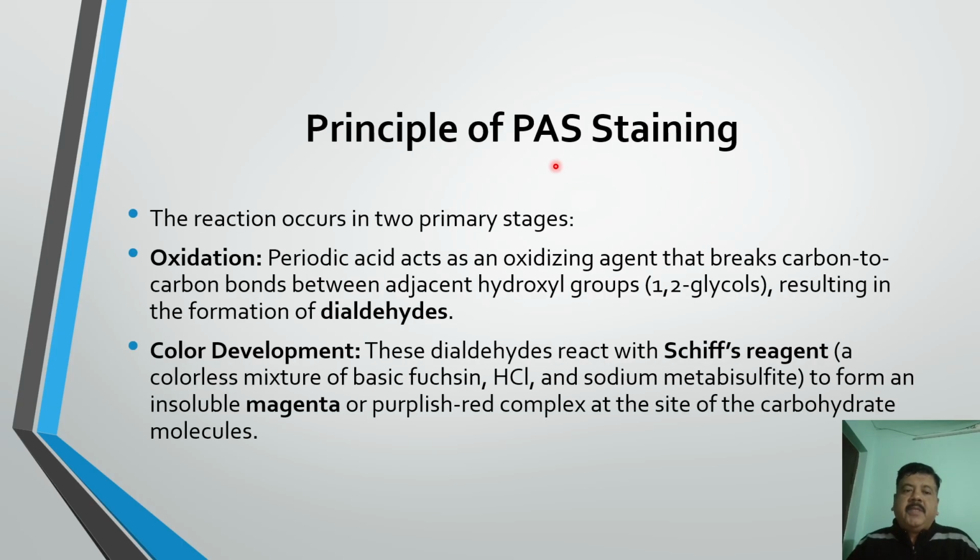The principle of PAS staining. This reaction occurs in two primary stages. The first stage is oxidation. Periodic acid acts as an oxidizing agent that breaks carbon-to-carbon bonds between the adjacent hydroxyl groups, 1,2-glycols, resulting in formation of dialdehydes. So this is the first step.